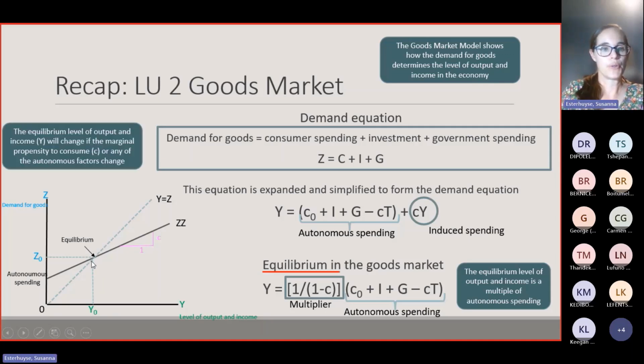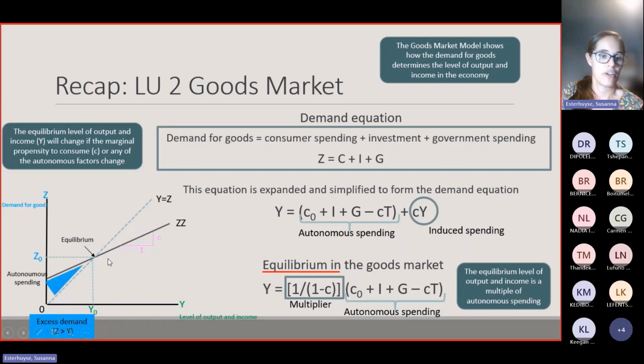And then you were also able to see that this equilibrium point will change if your marginal propensity to consume changes, because then the slope of this curve will change. So for example, if it moves down, it will cross this line at a different spot, or if the autonomous spending component changes, because then this graph will move up or down depending on what happens with this, again making your equilibrium point change.